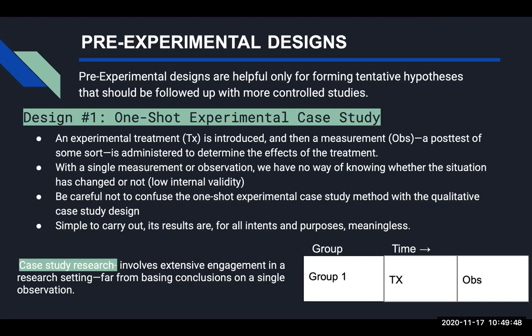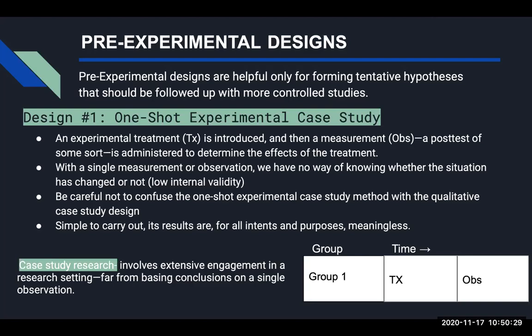The design has low internal validity because it's impossible to determine whether participants' performance on the post-test is the result of the experimental treatment. Many other variables have influenced participants' performance, such as psychological or experiences elsewhere in the participant's general environment. It is very simple to carry out this study, and its results for all intents are, in the end, meaningless.